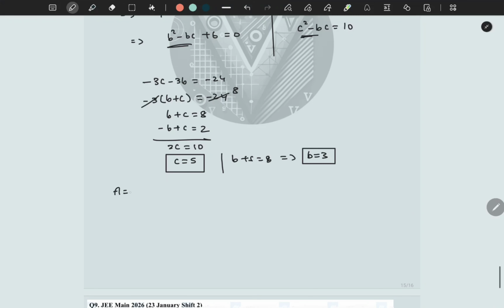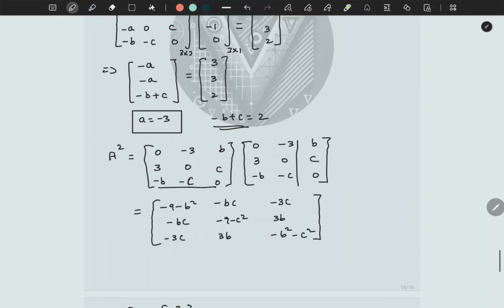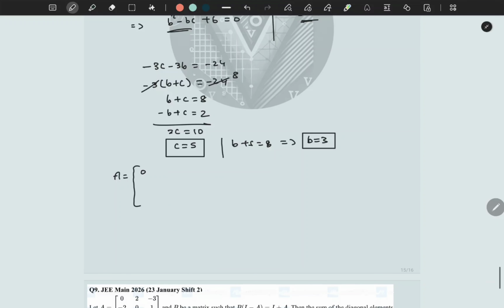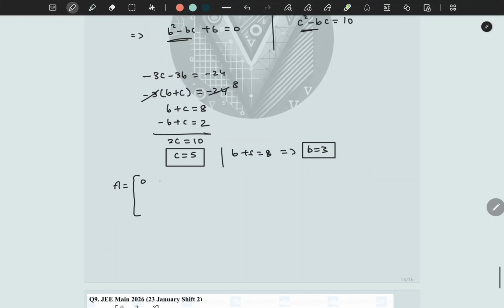So that means matrix A is ultimately 0, a, b, minus a, 0, c, minus b, minus c, 0. A is minus 3, B is 3. So here we get 3, here we get minus 3. What is the value of C? C is 5. So if it is 5 here, it should be minus 5 here. I think this is matrix A, right? Yes.